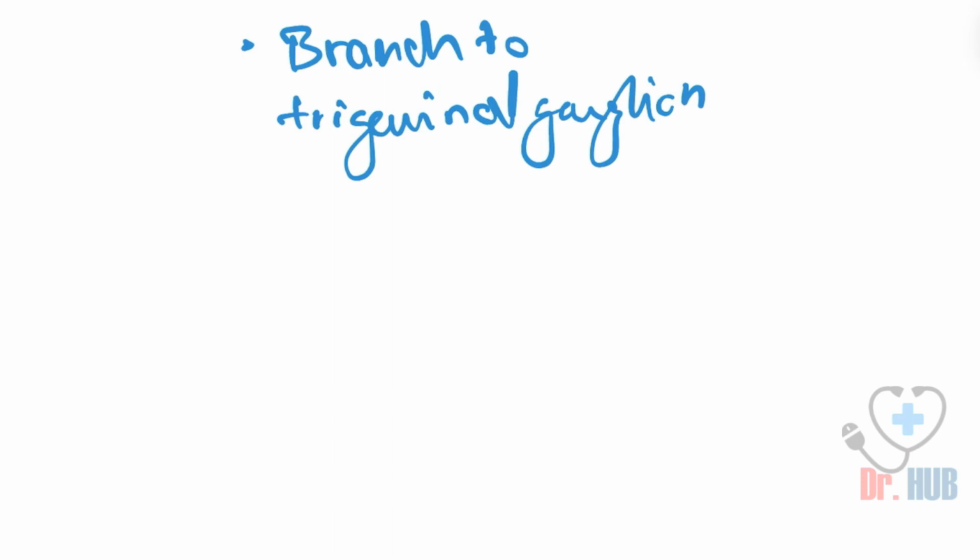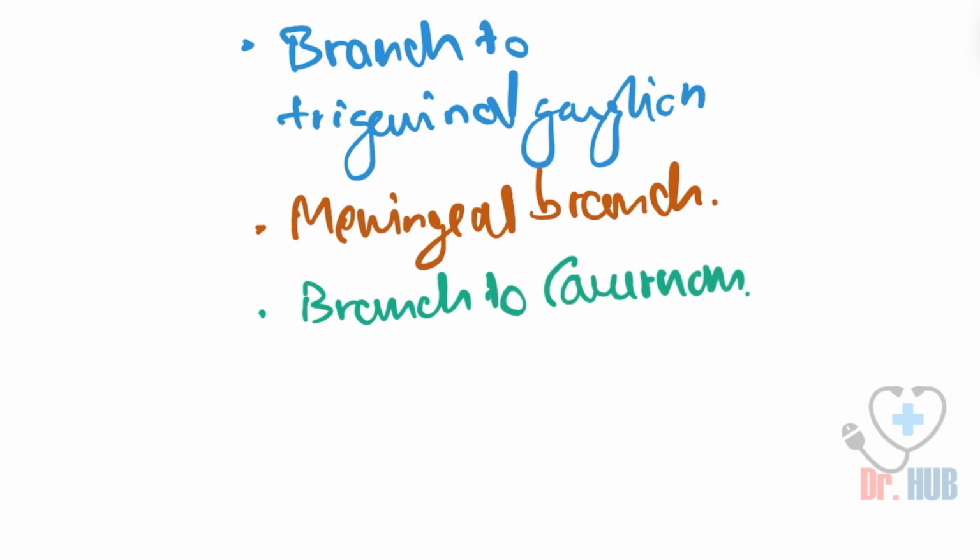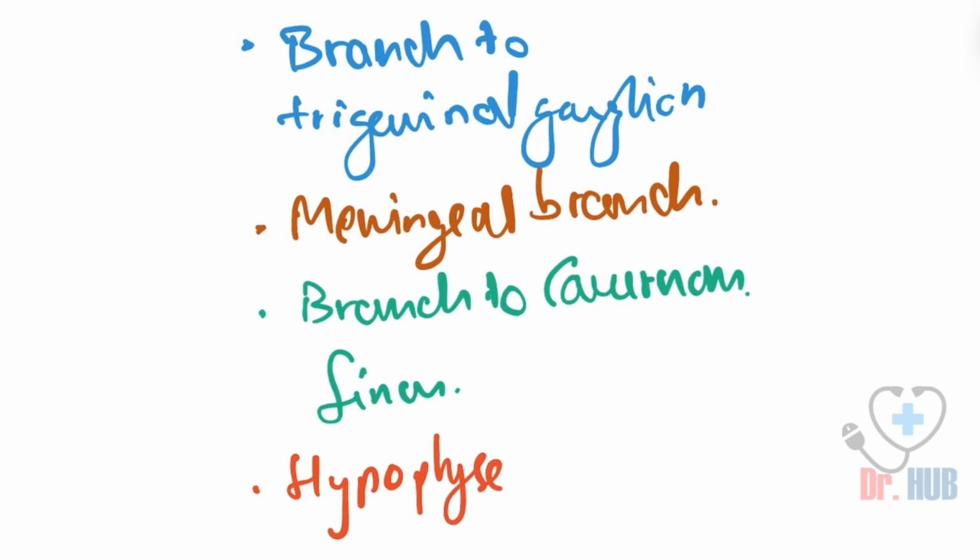Next there is also the meningeal branch. Out of the meningeal branch, there also comes the branch to the cavernous sinus, and after that there are also the hypophyseal branches.